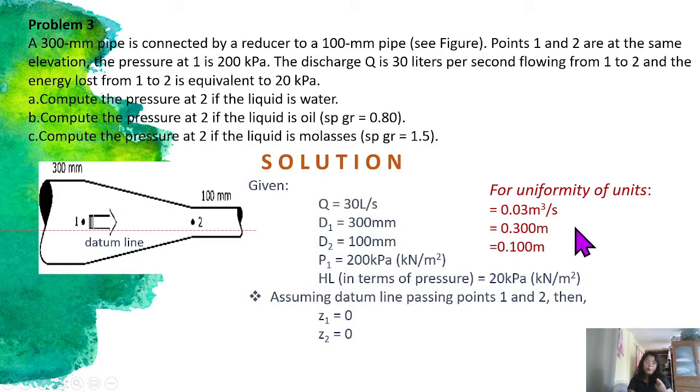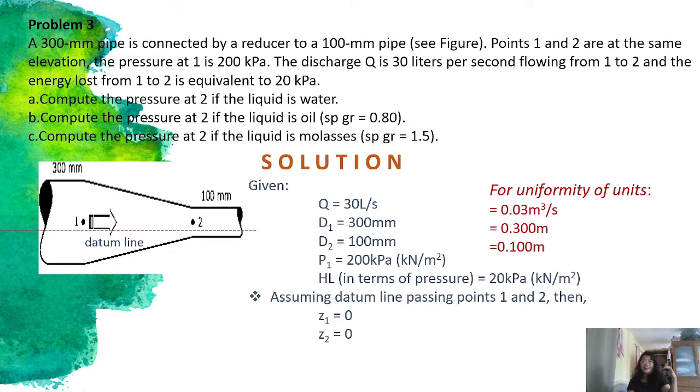Okay, so for problem number 3, a 300 millimeter pipe is connected by a reducer to a 100 mm pipe. Kumbaga, ito, 'di ba? Familiar kayo sa plumbing. So, usually kapag may mas malaki kang tubo, ang ginagawa, kinokonektahan niya ng reducer. Kumbaga, pampaliit. So, from malaking diameter 300, lumiit siya at 100.